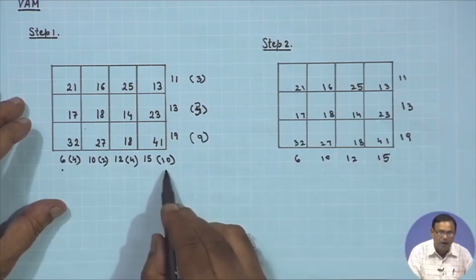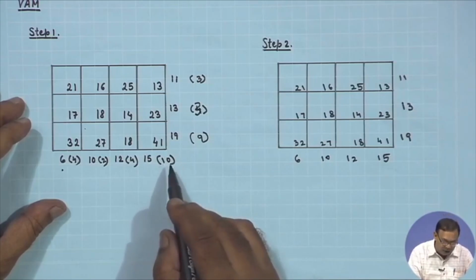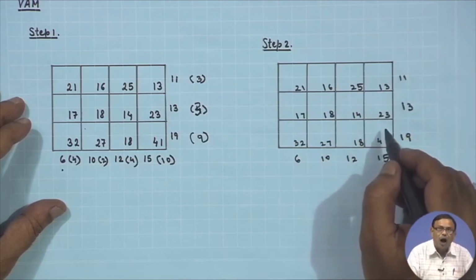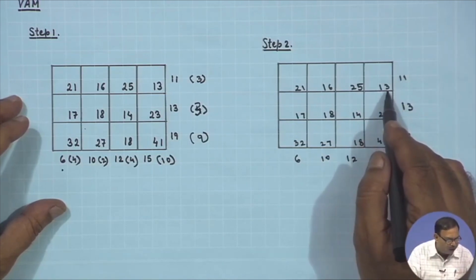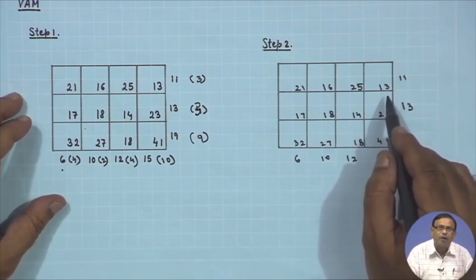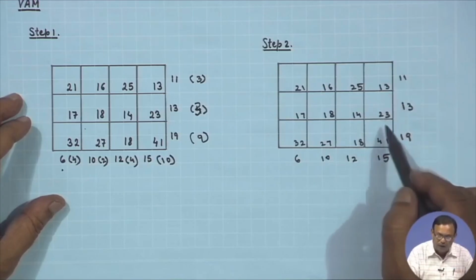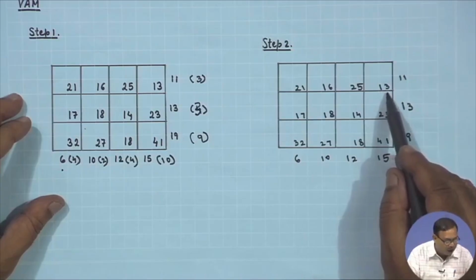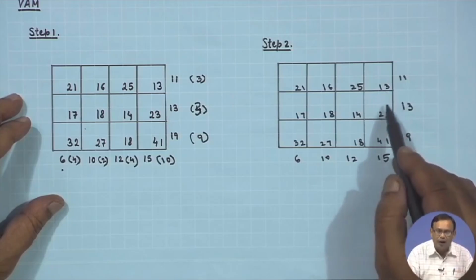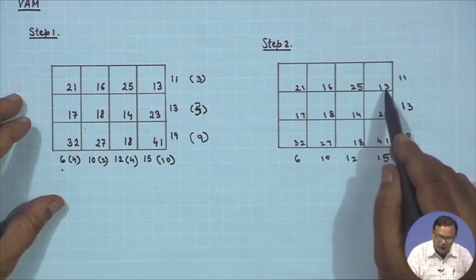As you have seen, this column gives you the maximum difference. So, on this column now I have to allocate. Where will I allocate? I will choose that particular cell which has the minimum cost entry. So, the minimum of 13, 23 and 41 is 13. Therefore, I will allot on the cell 1, 4. If there was a tie, that is, if the cost is the same for two cells, in that case you can choose any one.